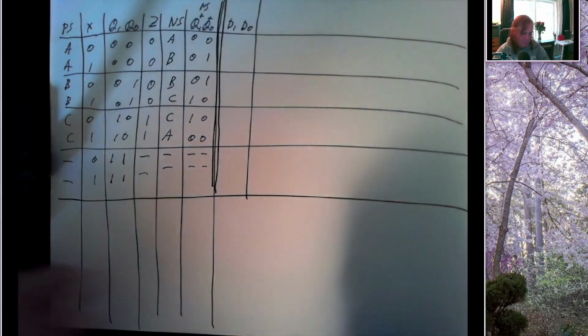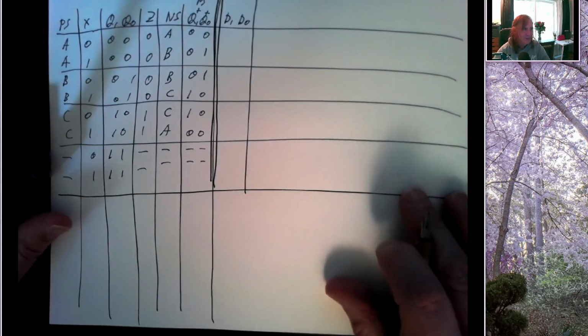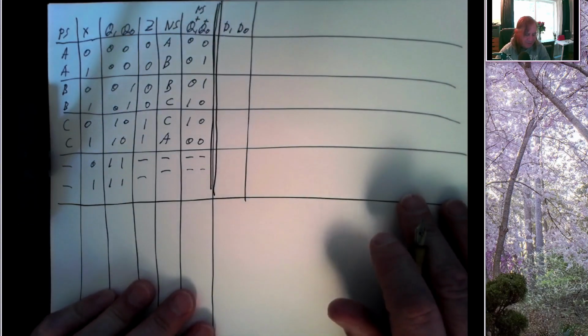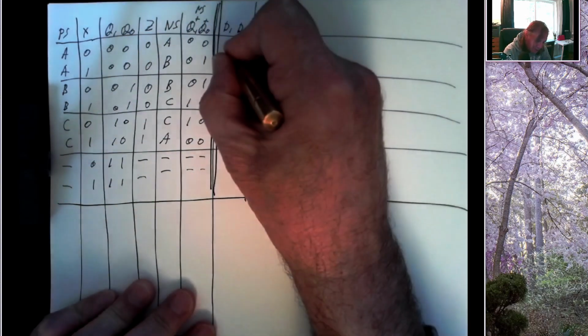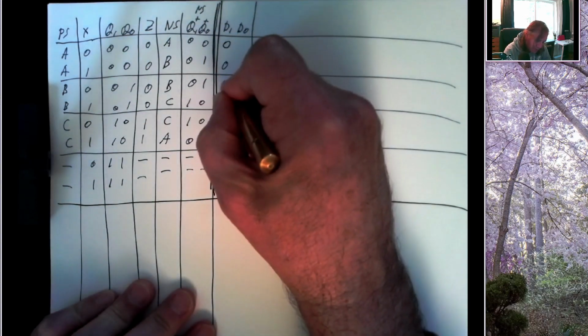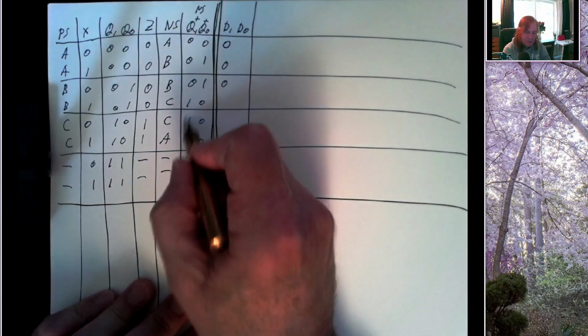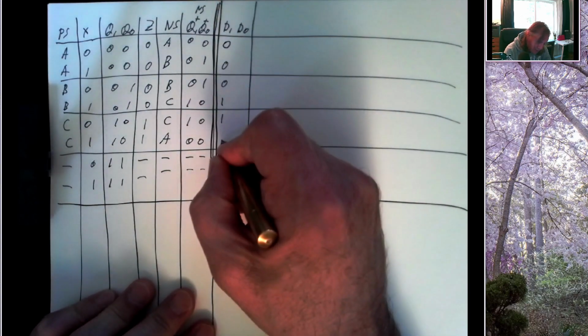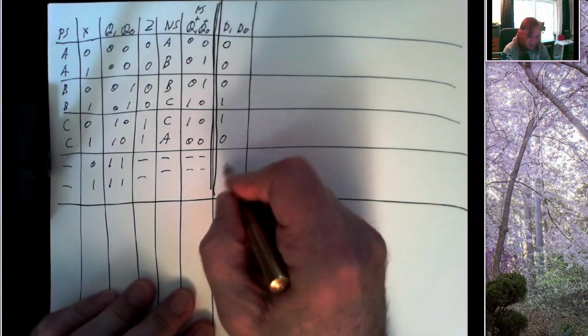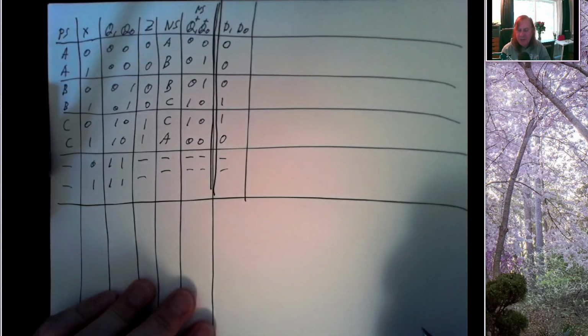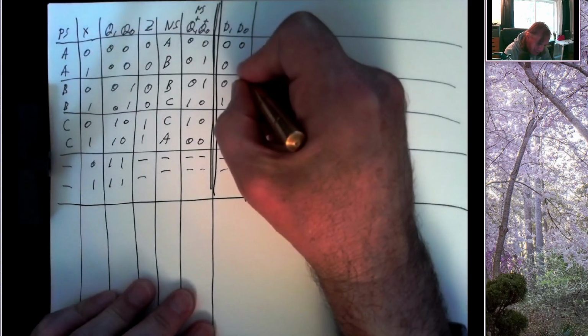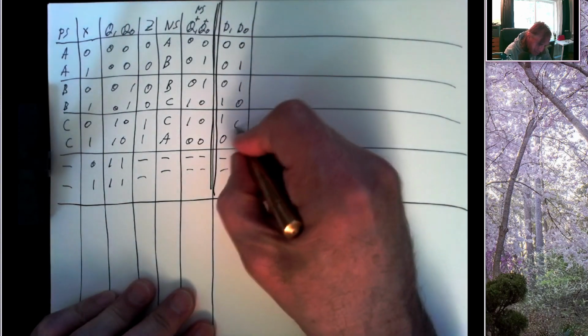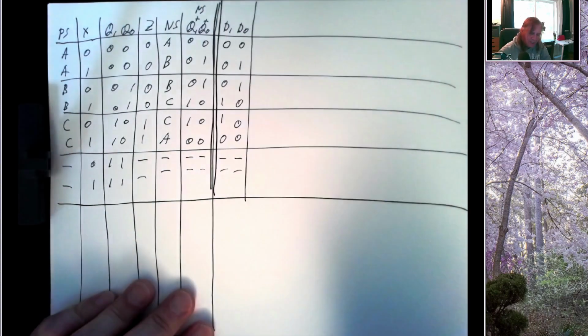Well, remember, D flip-flops are the simplest to analyze. If we want a D flip-flop to output a 0, we should set the D input to 0. If we want a D flip-flop to output a 1, we should set the D input to 1. And if we don't care what the D flip-flop outputs, it doesn't matter what we set the D input to. So in this case, that's what our D outputs look like.